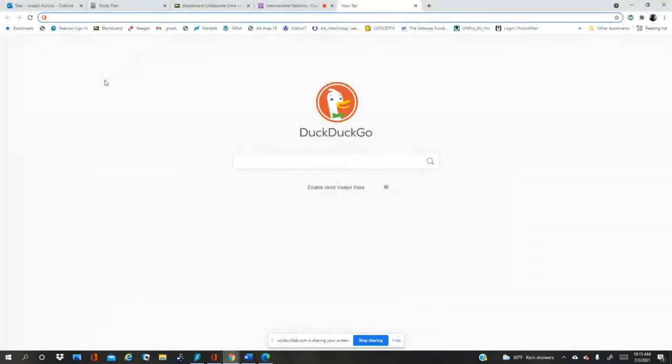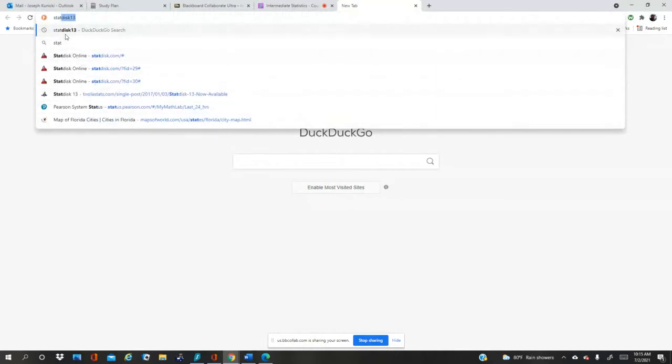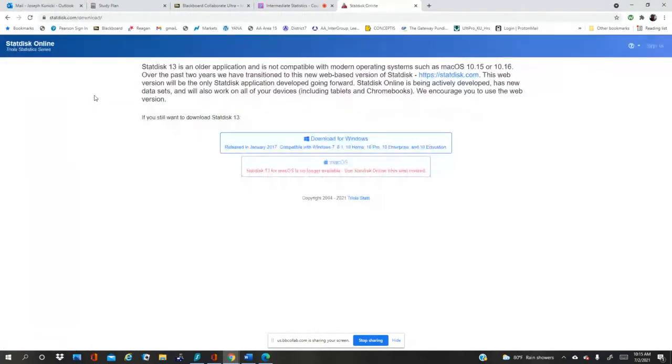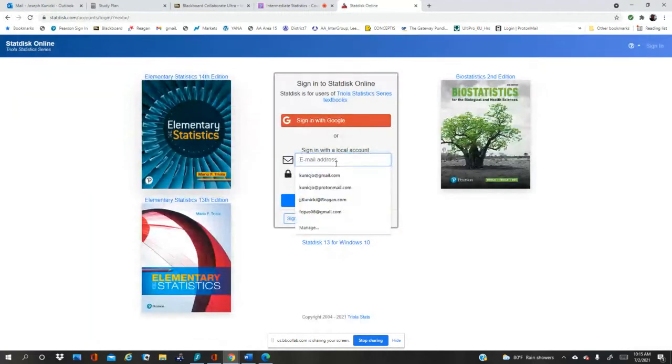StatDisk. So what I do is StatDisk 13. Now, if it's the first time you're ever entering it, see where it says download for Windows, that's what you would do, just download it. I've downloaded it previously, so I used the second one, and it just asked me for my email address and my password, if I can remember. There you go.